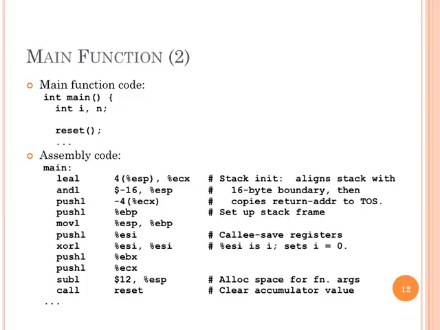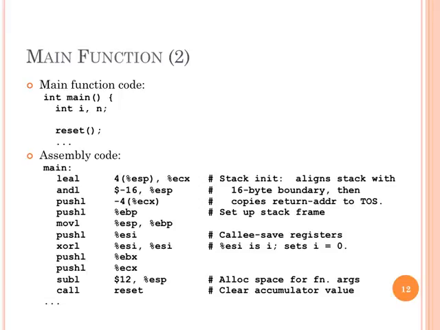Then we have call save registers. So ESI and EBX are both call save. ESI happens to be the register that the compiler assigns to the variable I. So I starts out as 0 for I equals 0. So you can see it's cleared with an XOR. XOR ESI, ESI. Okay.